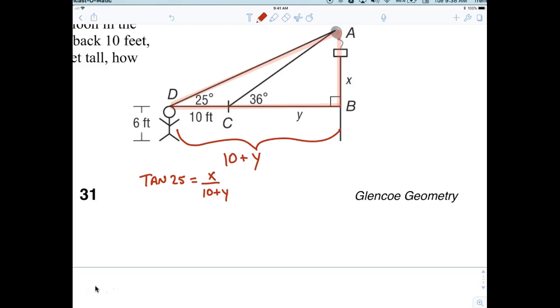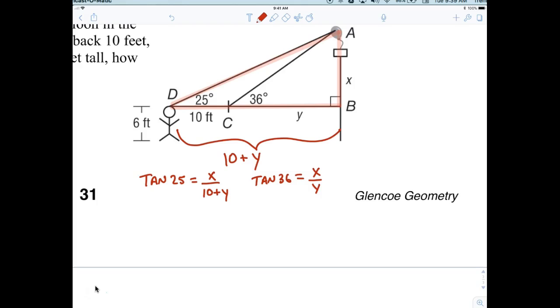Nothing yet. I'm just asking you, can you see the ratio? Tangent of 25 is equal to x over 10 plus y. Then I want you to say tangent of 36 is equal to x over y. Do we agree with that? Yeah. No trouble, right? 36.